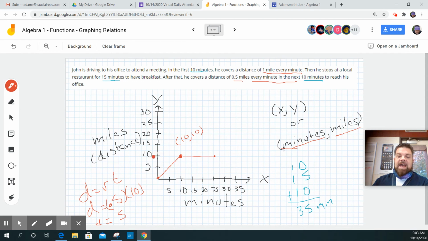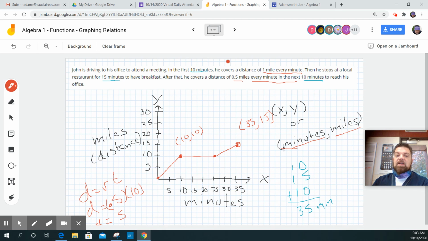So remember, these are the miles. If he's at 10 miles right here, then that means his minutes will be 35, right? And his total distance will be 5 more miles than 10. So he would be at 15 miles, correct? So then I'm going to go over to 35 and come up to 15. And that's it. That's all we do.